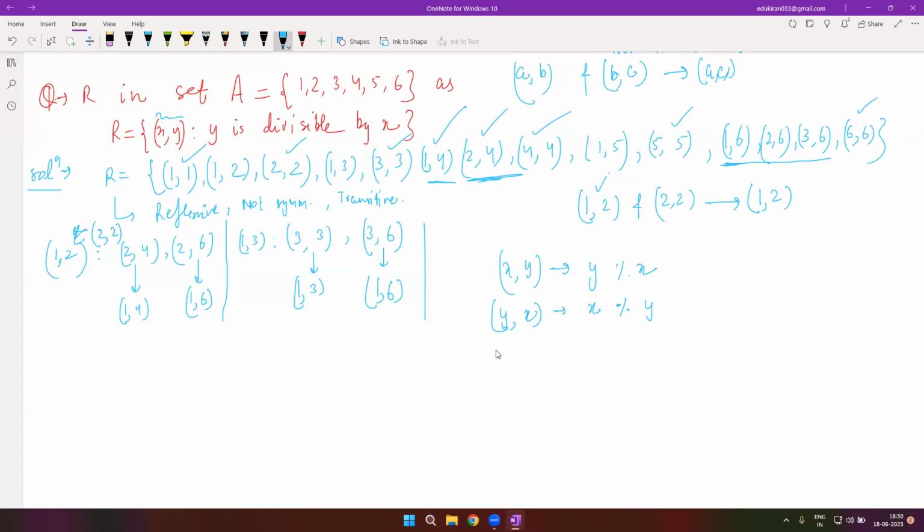Now, you have to check whether it is true or not. If y is divisible by x, then in all the cases, x must be divisible by y as well. Is it true? Yes, sir. Okay. So you are saying that if 2 divides 6, then 6 also divides 2.